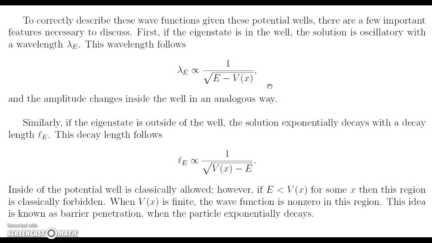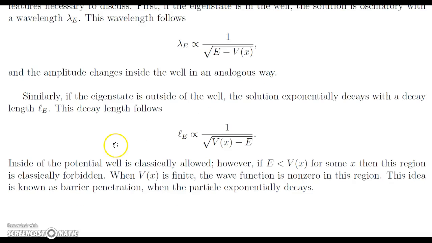And we know that the amplitude is going to change inside the well in an analogous way. What this means is that as the energy value and the potential get closer together, the wavelength is going to get larger and the amplitude is also going to get larger. Therefore, we're going to have a smaller frequency between our waves.